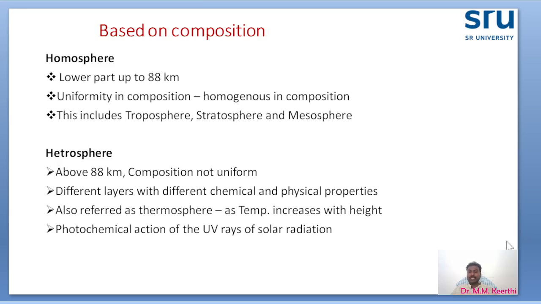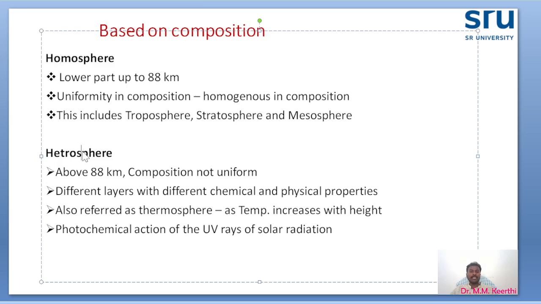And next, based on the composition, we divide the atmosphere into two: one is the homosphere, another is the heterosphere. Homosphere includes the troposphere, stratosphere and mesosphere, up to a height of 88 kilometers. It is the homosphere because in these three layers the composition is almost homogeneous in nature. And the second sphere is the heterosphere. It is above 88 kilometers. The composition is not uniform; it is heterogeneous in nature.